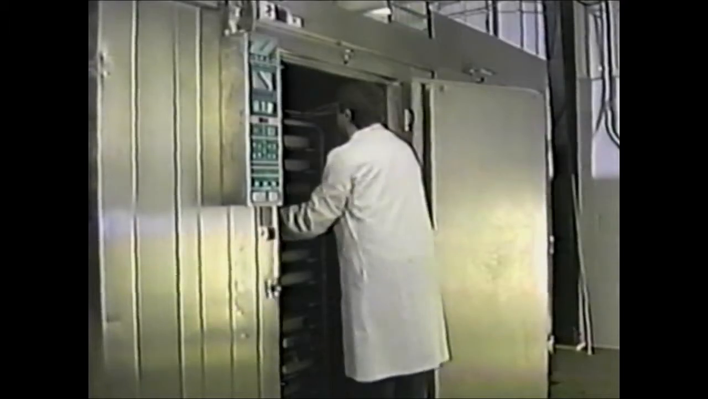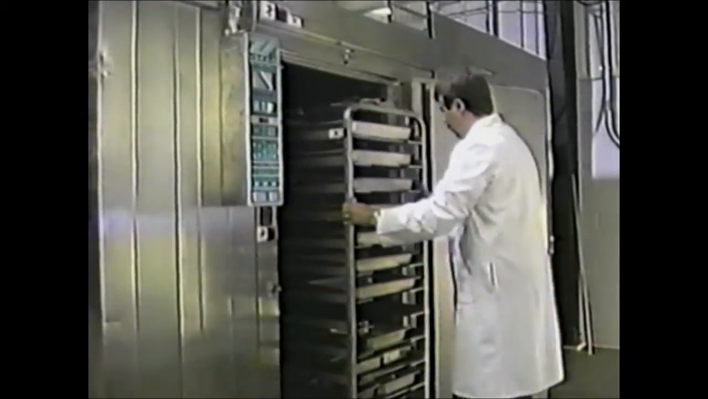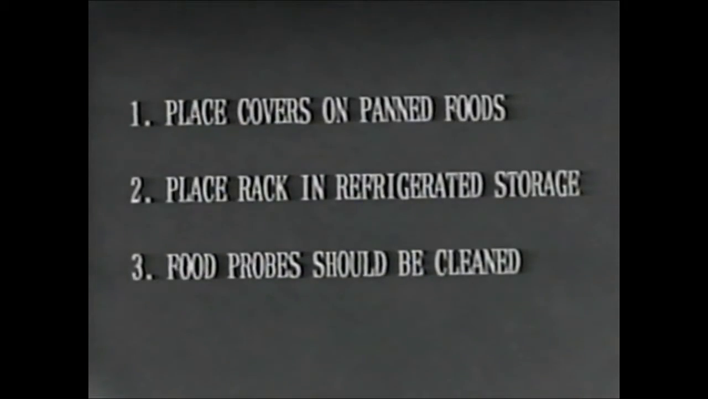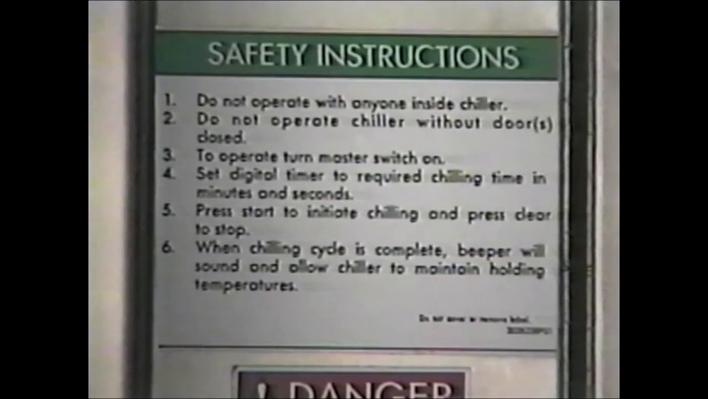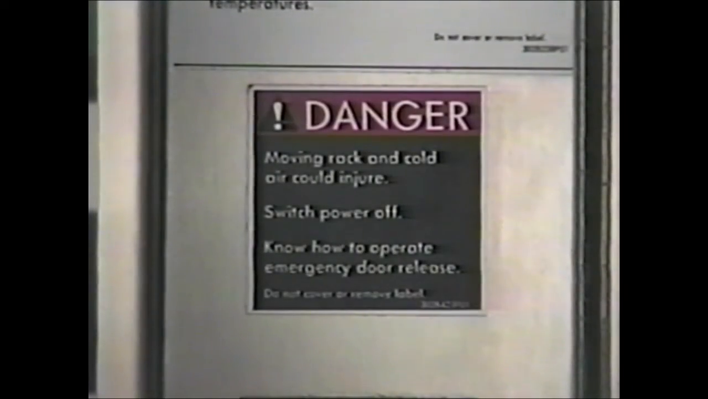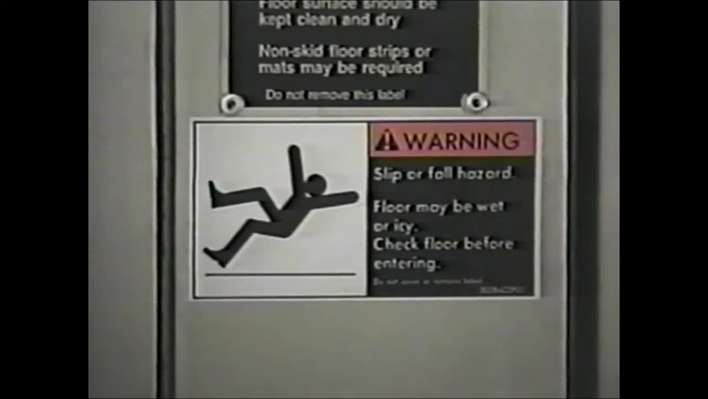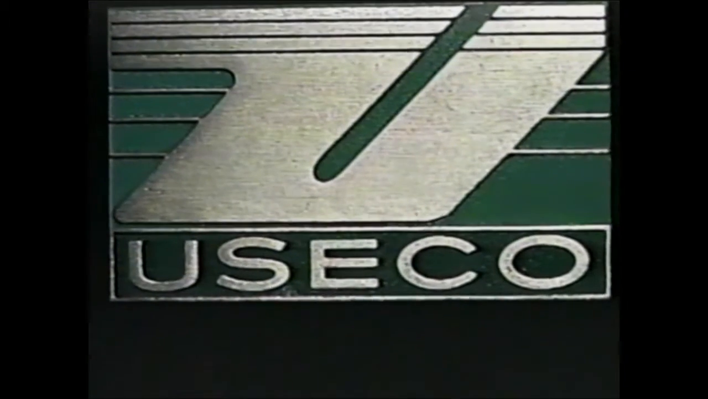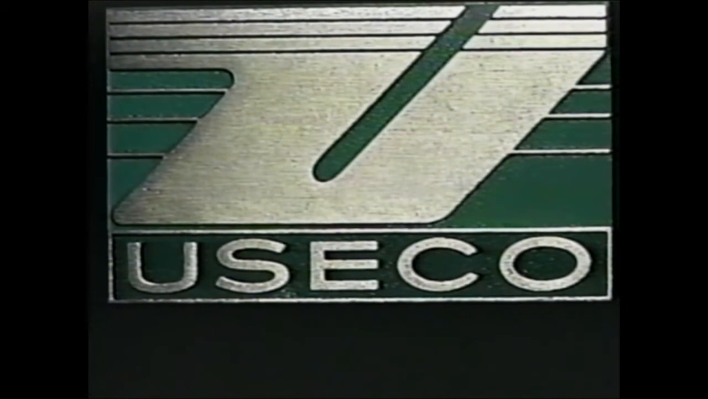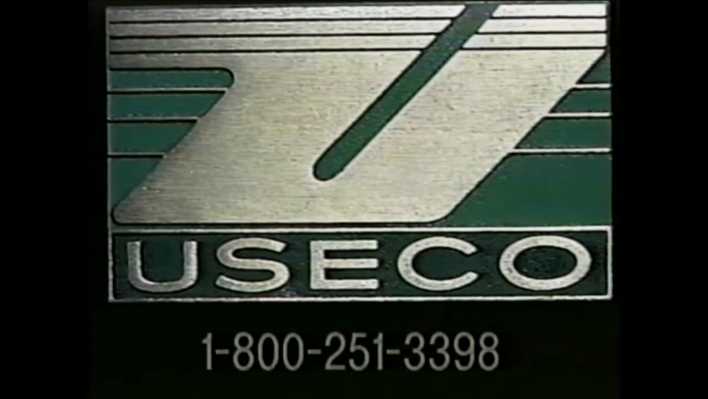Covers should be placed on the panned food after blast chilling. The rack of food should be placed into refrigerated storage, and the food probes should be cleaned. Please read and understand the warning labels and operation manual before attempting to operate the blast chiller. Should you require additional information or additional copies of the operation manual, please contact USECO's Customer Service Department at 1-800-251-3398.